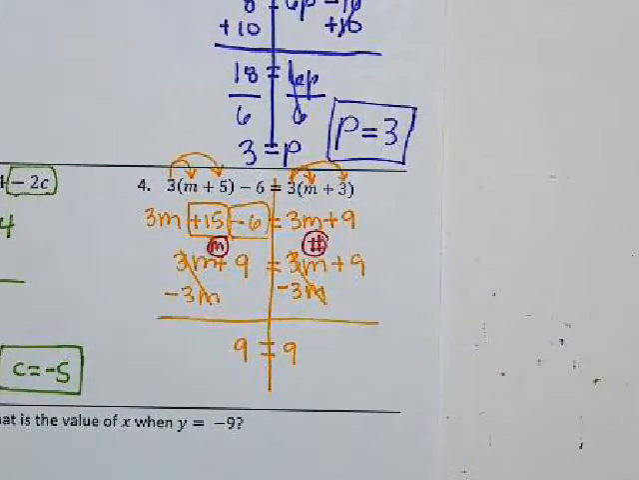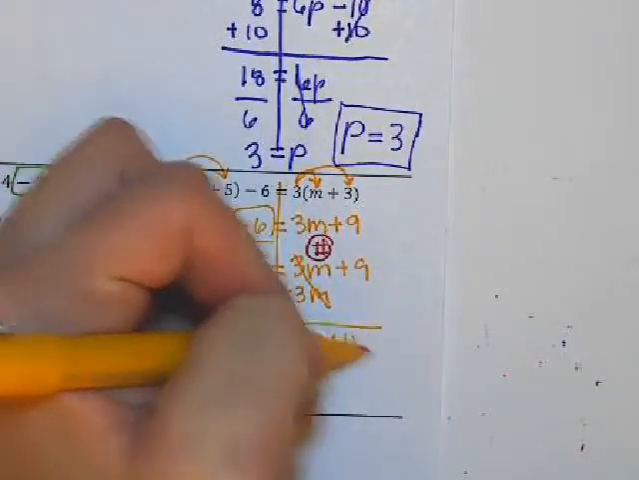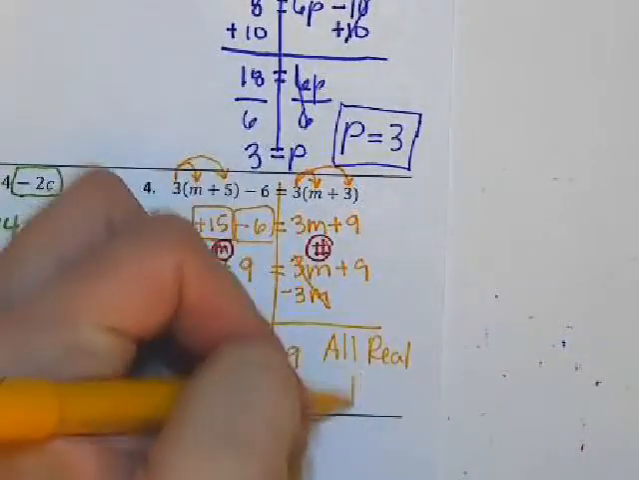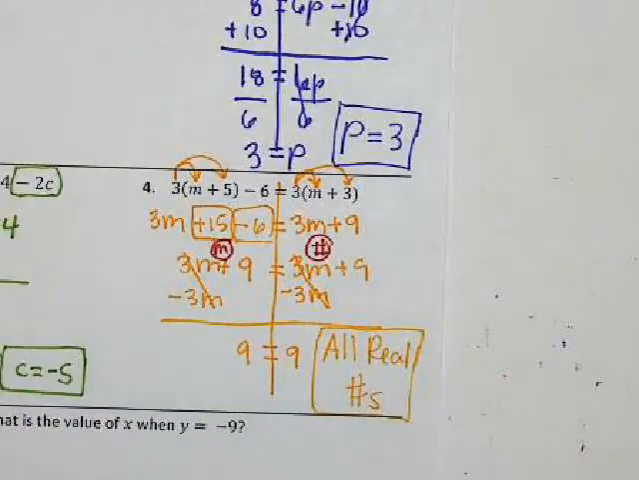That's the answer. If 9 equals 9, does 9 equal 9? Is that the same? Yeah. If 9 equals 9, then my answer is all real numbers.